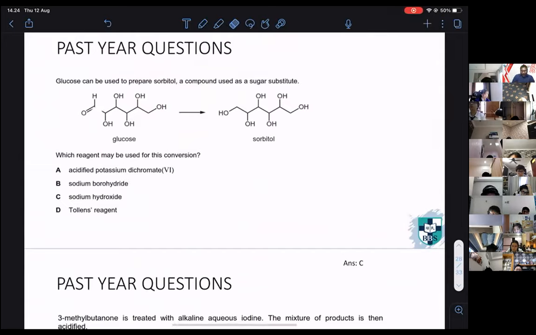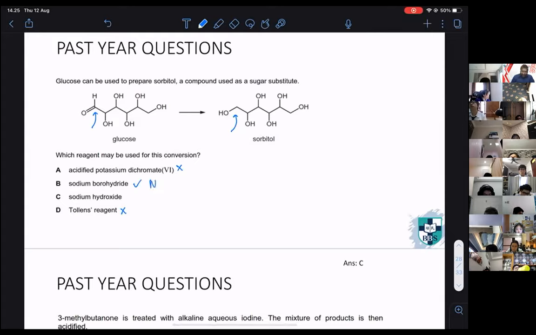But you see this one, there is going to be aldehyde, and you are changing it into alcohol. If you want to change aldehyde to alcohol, you need to oxidize them, reduce them, sorry. You need to reduce them. So this is an oxidizing agent. This is also an oxidizing agent. The only thing I can see here is sodium borohydride.